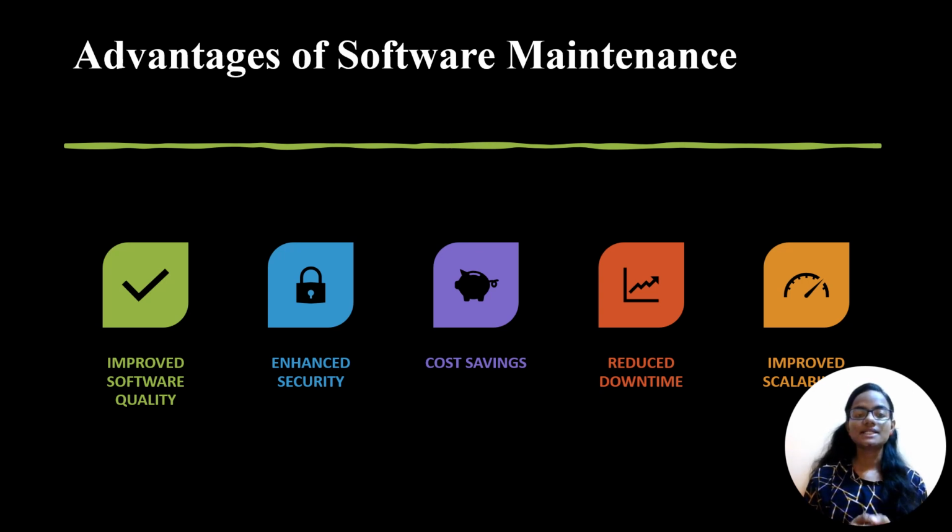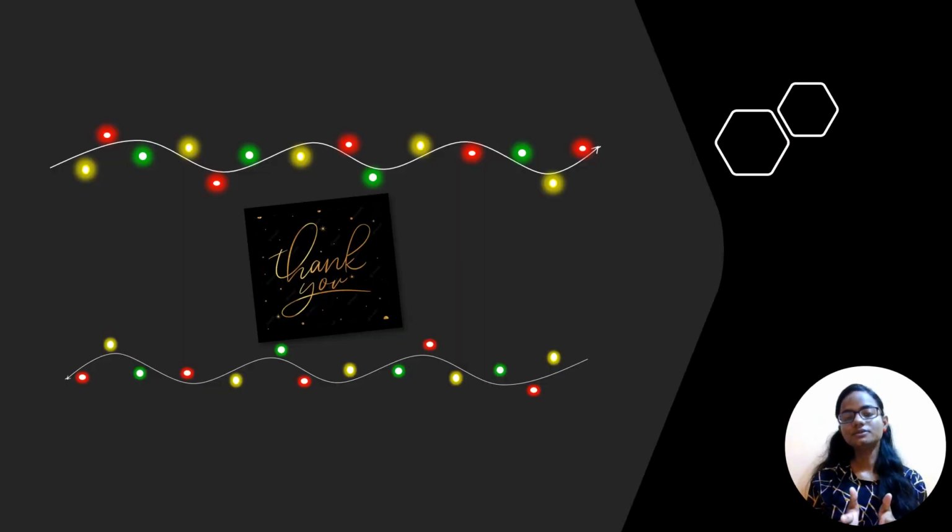The next one is improved scalability. Regular software maintenance can help to ensure that the software will be scalable. It can handle the increased user demands. This can be particularly important for a growing business or for software that is being used by a large number of users. In conclusion, software maintenance is an integral part of the software development lifecycle.